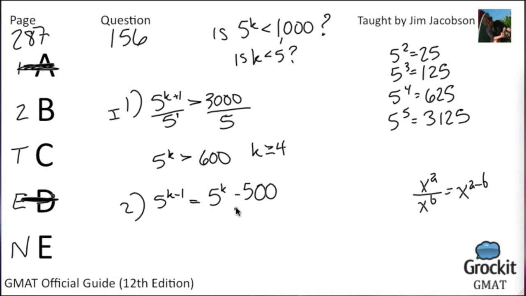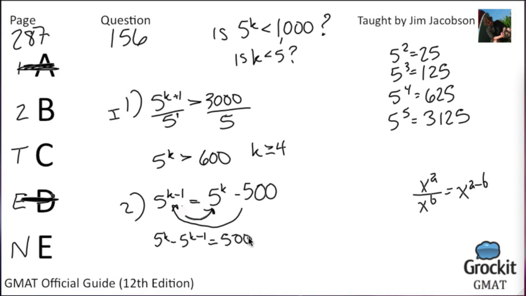And so, if we just put both of these things, let's get the two k's on the same side of the equation. That basically involves subtracting 5 to the k minus 1 from each side, and then adding 500 to both sides. So it ends up being 5 to the k minus 5 to the k minus 1 equals 500.